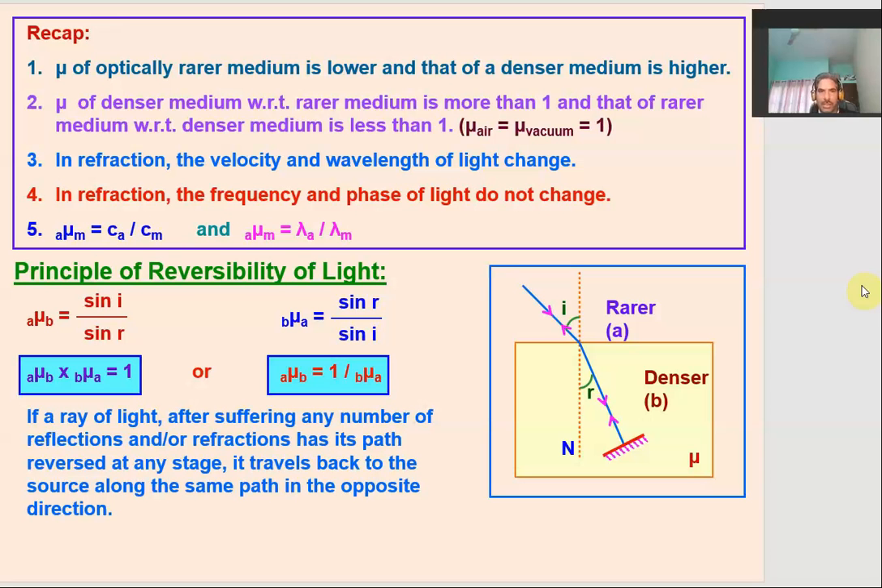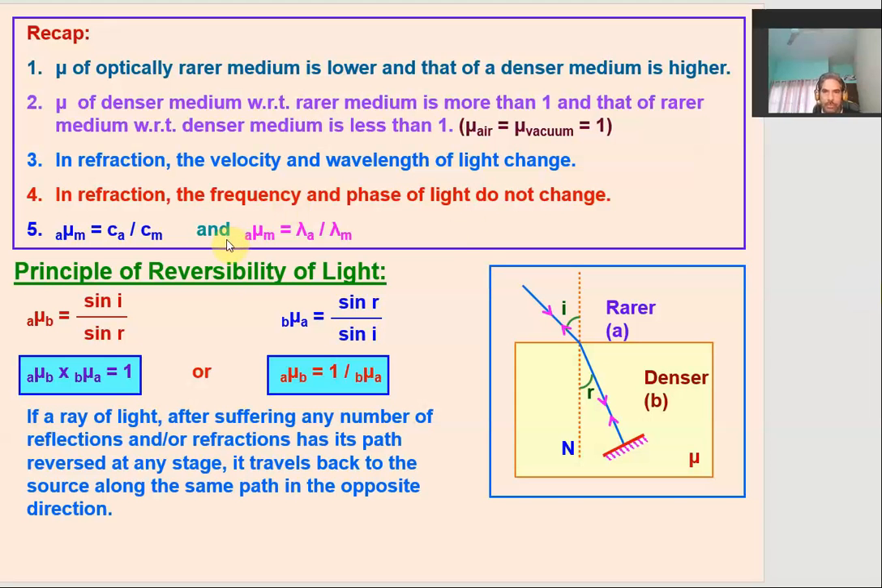Then we discussed what the relative and absolute refractive index of a medium are, and then we came to know about the formula which relates the speed of the light in a medium with the refractive index of the medium, right? Then we discussed the principle of reversibility of the light, and of course the laws of refraction. All these we discussed in our last class.